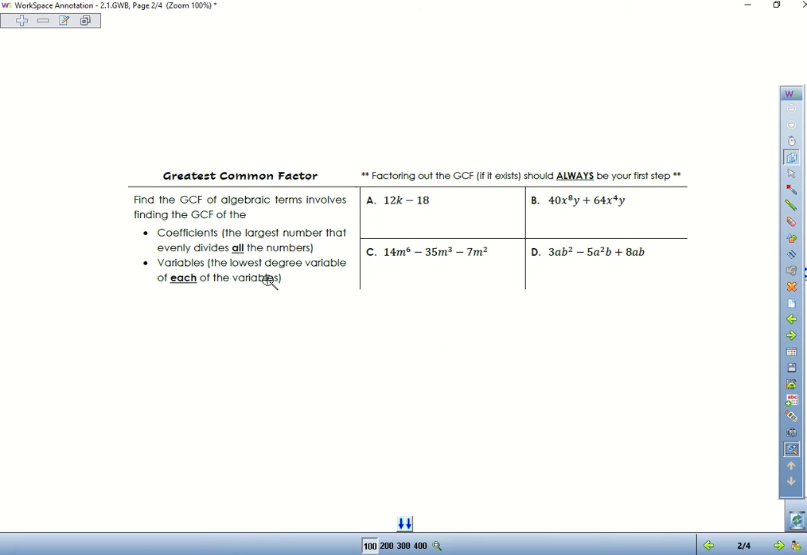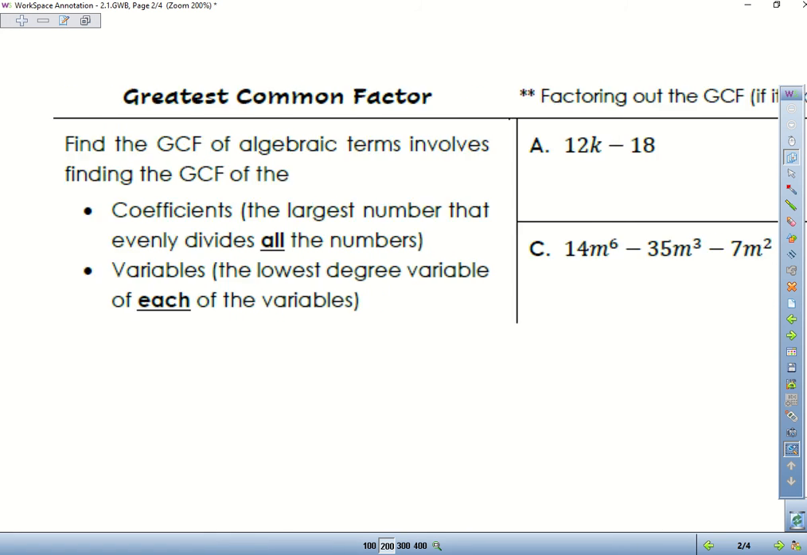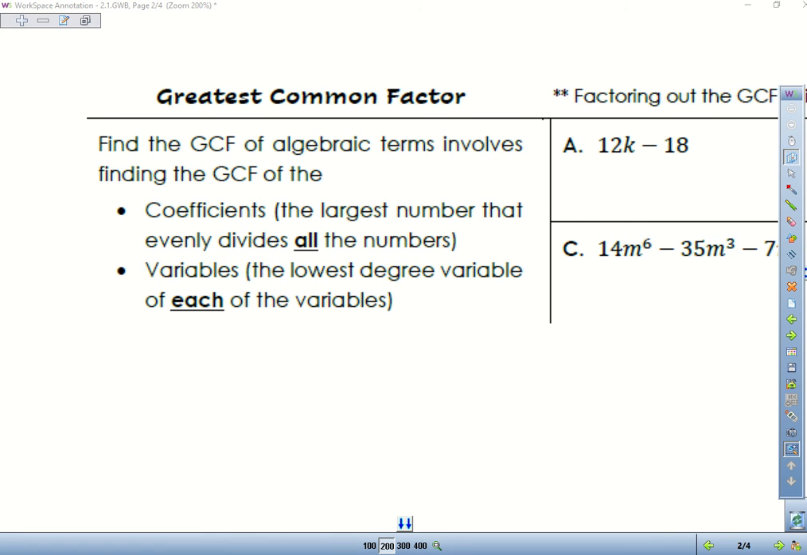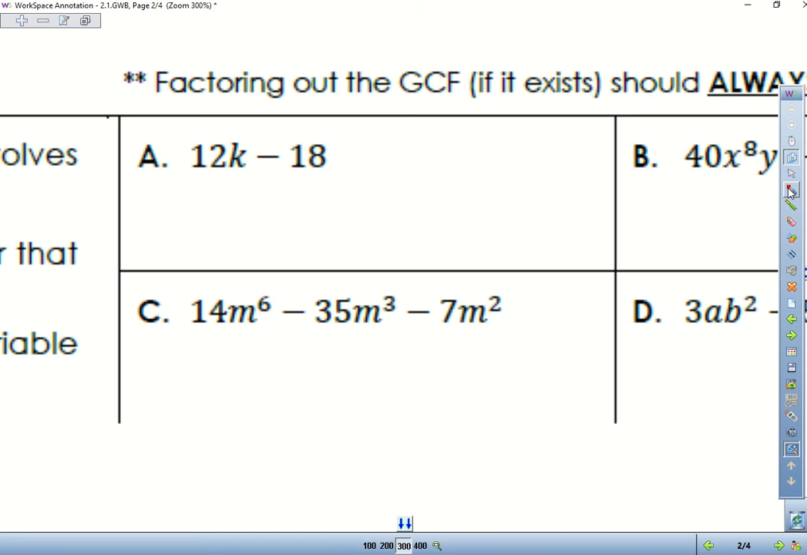So the first most important thing you need to know about factoring is what we call the greatest common factor. So find the GCF of algebraic terms, and this involves finding the GCF for the coefficients and the variables. There's two types of GCFs, coefficient and variable type. The variable type deals with the degree, and the coefficient type deals with the number. So anytime that you're factoring using any method, you always first want to look for a GCF, okay? So we're going to just practice with the GCF today to get started for this slide.